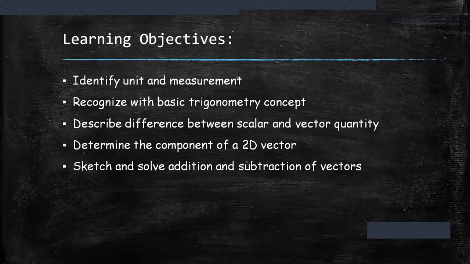Our learning objectives are: identify units and measurements, recognize basic trigonometry concepts, describe the difference between scalar and vector quantities, determine the components of a 2D vector, and sketch and solve addition and subtraction of vectors.